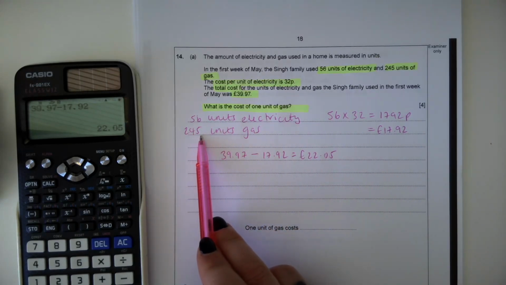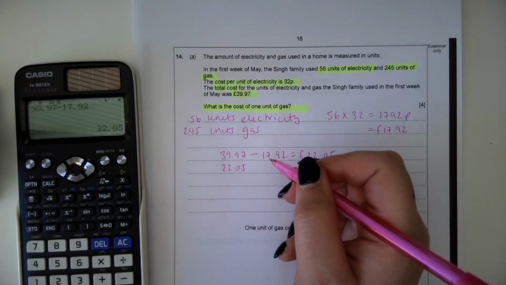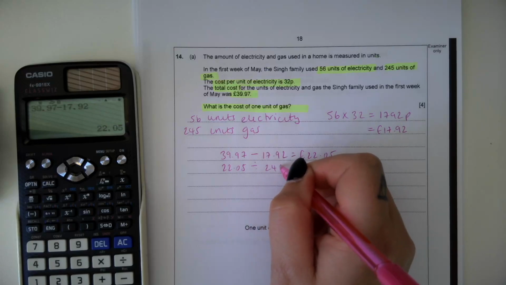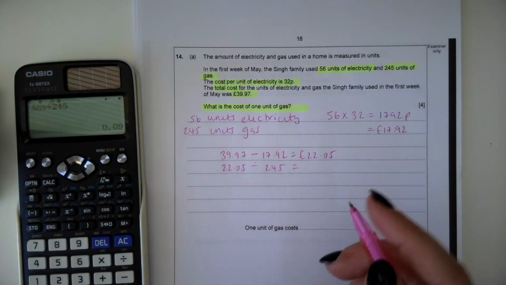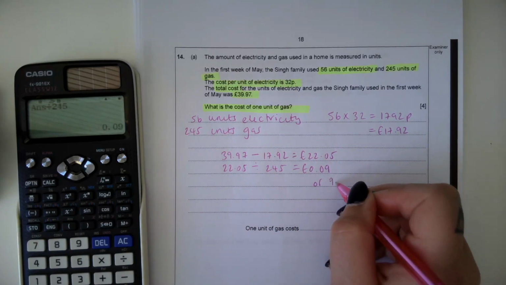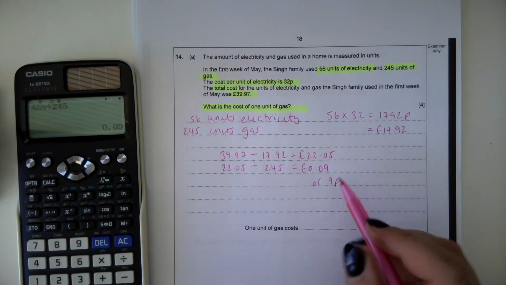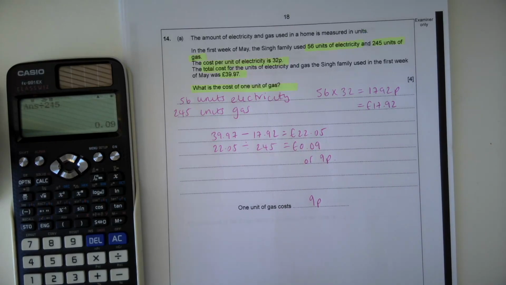Now they did 245 units, so I'm going to divide £22.05 by 245, which is £0.09 or 9 pence. Doesn't matter which way around, but that's how much per unit of gas. So I'm just going to put 9 pence on the answer line.